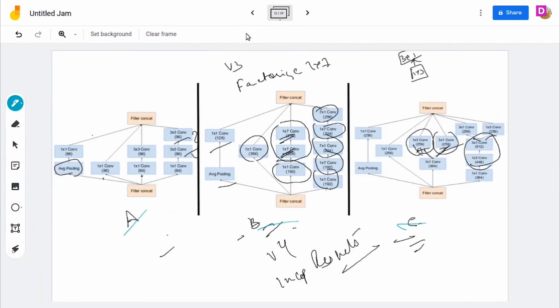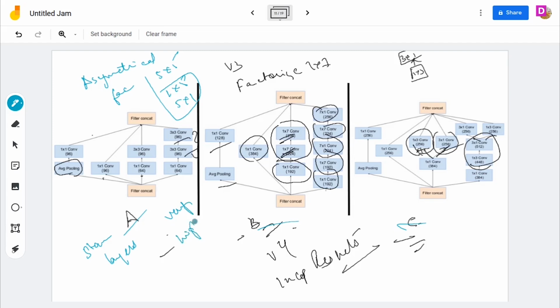One thing that you need to know is that asymmetrical factorization cannot be used all the time. Let me talk about this one. If you have a 5x5 and you are changing it to 1x5 and 5x1, you cannot use this in the stem layer, because the stem layers have very high dimensions. The dimensions are like 224 into 224, and this asymmetrical thing will only work when the values are between 12 to 20.